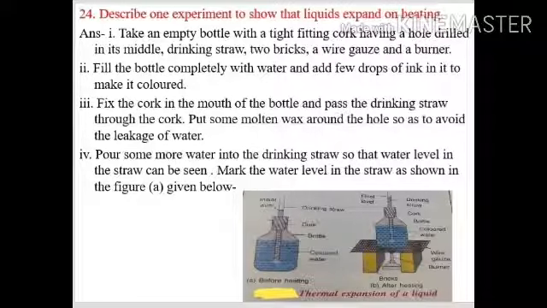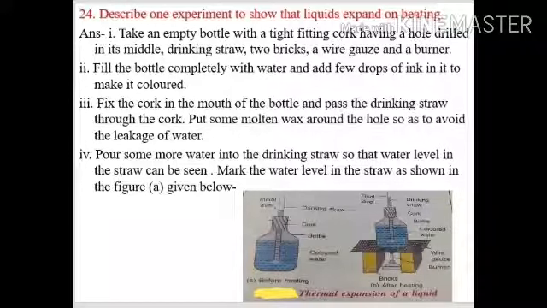Answer: take an empty bottle with a tight fitting cork having a hole drilled in its middle, a drinking straw, 2 bricks, a wire gauze and a burner. Fill the bottle completely with water and add a few drops of ink to make it colored. Fix the cork in the mouth of the bottle and pass the drinking straw through the cork.